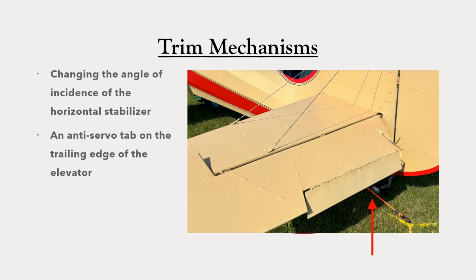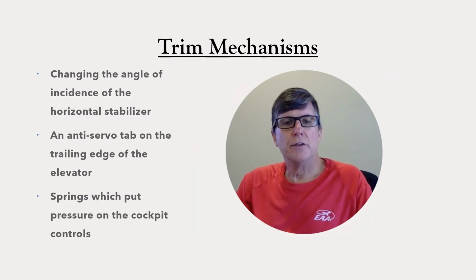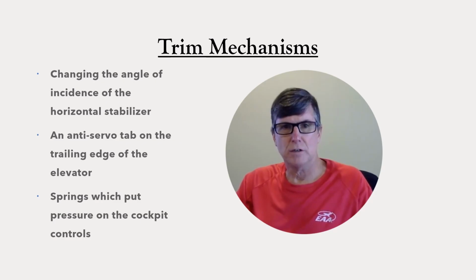Another mechanism is called an anti-servo tab. When the anti-servo tab is deflected down, as shown in this photo, the airflow deflects the elevator upwards. An advantage of this arrangement is that moving the trim does not change the pitch attitude or the elevator authority. Only the force on the yoke or the stick changes. The last mechanism is a spring arrangement, which directly puts force on the controls themselves.